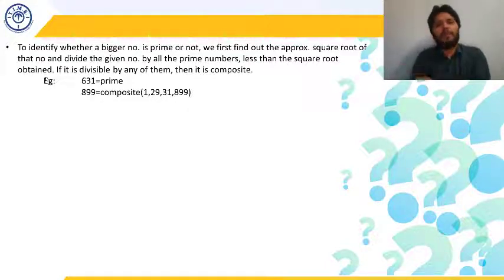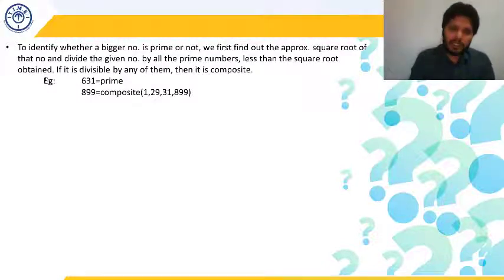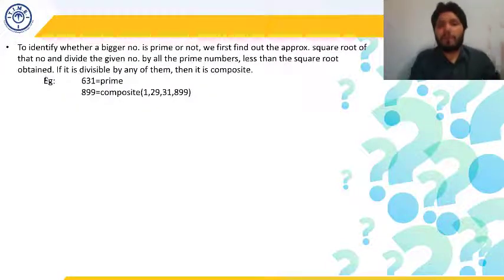If it is divisible by any one of them, then it is a composite number, otherwise it is a prime number. So 631 is not divisible by any of the prime numbers till 23, that's why it is a prime number. But 899 is divisible by 29, which is less than 29 point something, the approximate square root of 899. That's why it is a composite number. I hope this definition is clear to everyone.